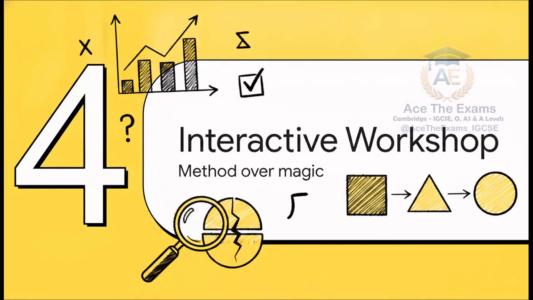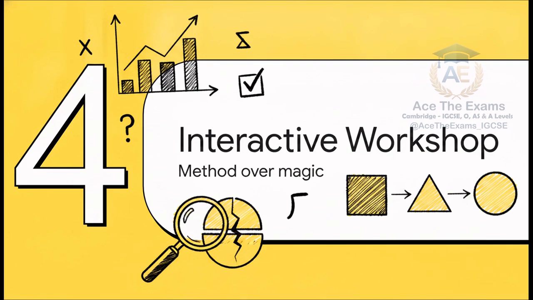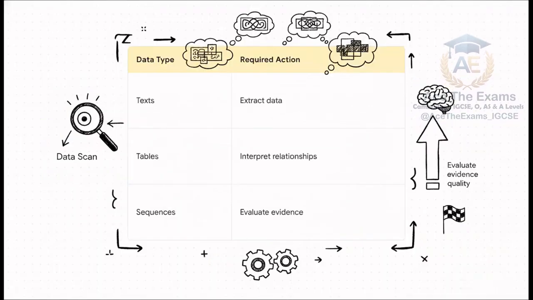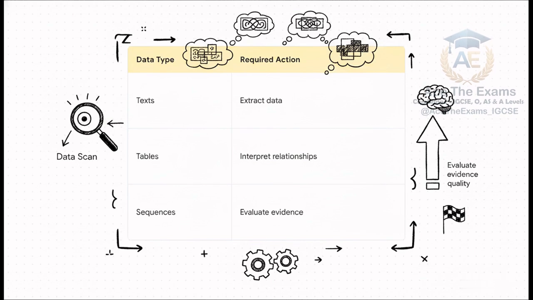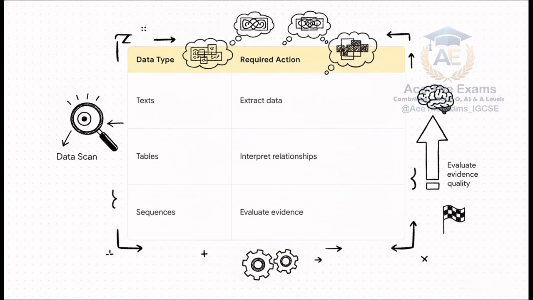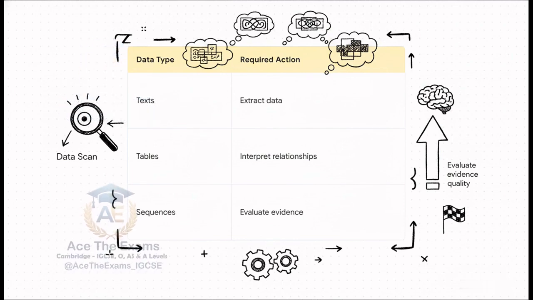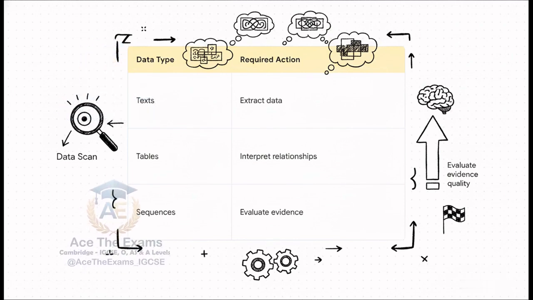Welcome to Section 4, our interactive workshop. Let's put method over magic. We are going to apply the structured approach right now to some live data extraction. First up is our 60-second data scan challenge. In Cambridge Mathematics, your data interpretation skills are absolutely critical. You must be able to look at complex formats, like a heavily structured table or a weird sequence of terms, and immediately extract the data, interpret the relationships, and evaluate the evidence quality.